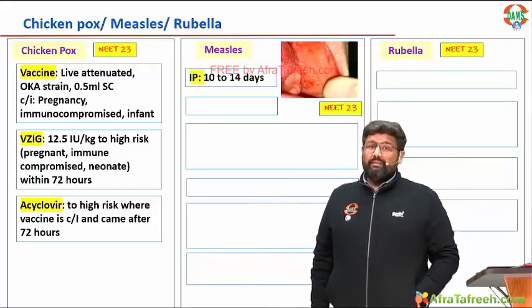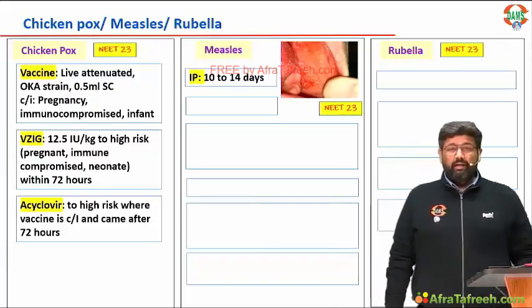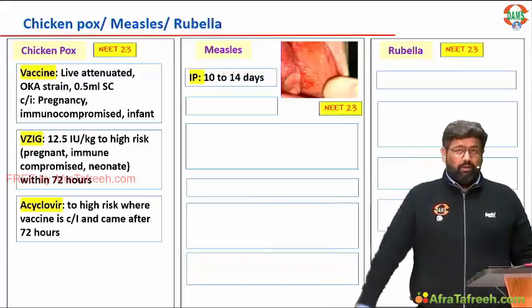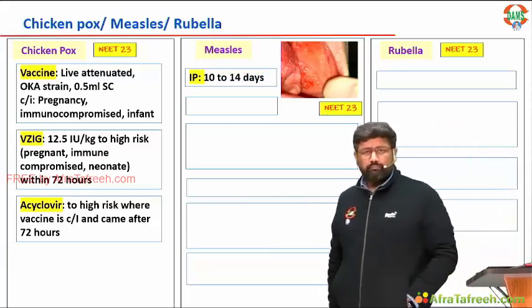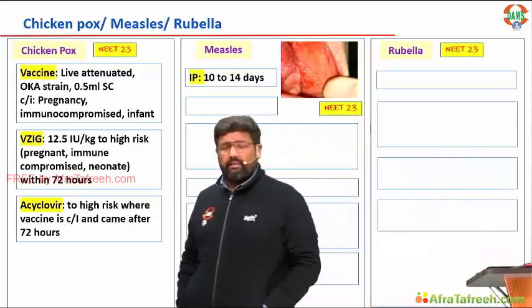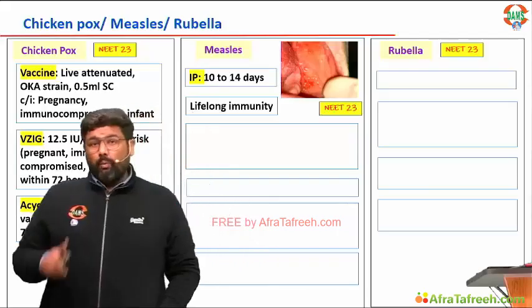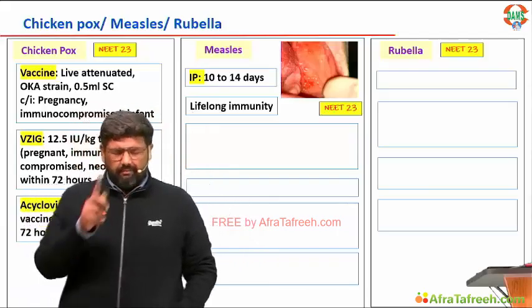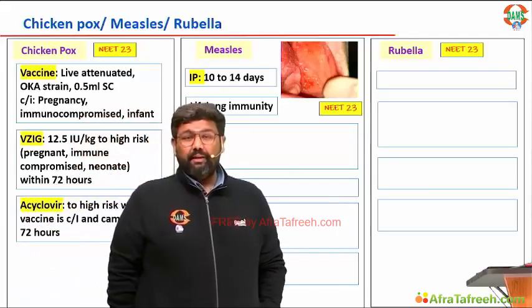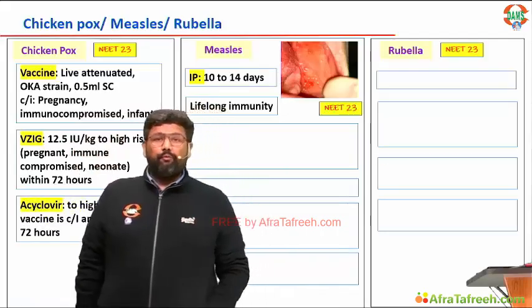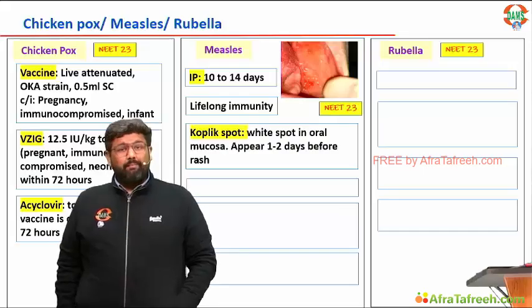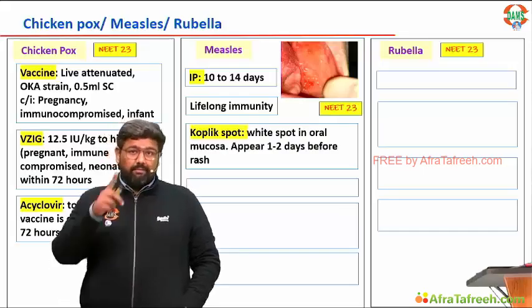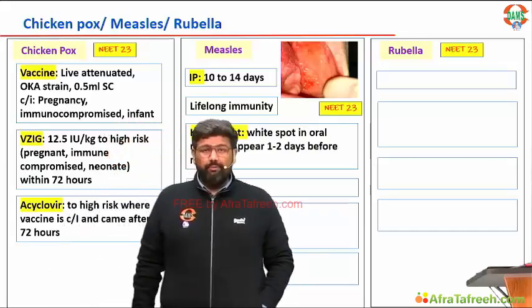Now coming to measles and rubella, I'll be talking about only and only the keywords and previous questions. Incubation period of measles, 10 to 14 days. One infection gives lifelong immunity. In measles, we see Koplik spots. This image was given in your exam in NEET PG 2023.